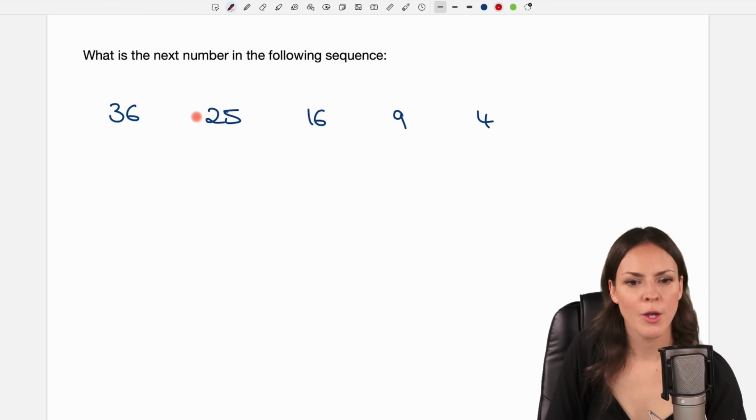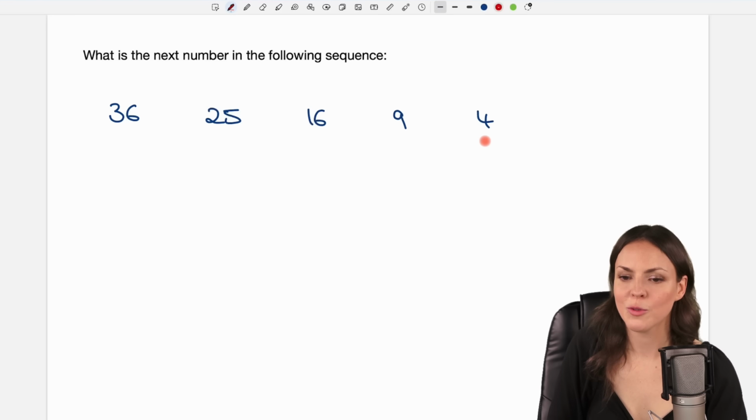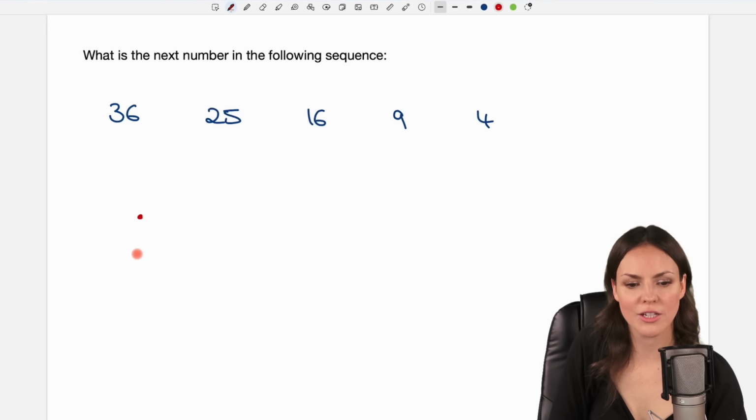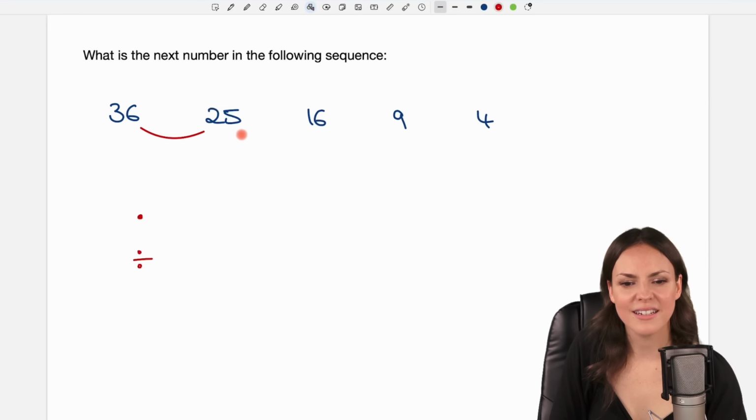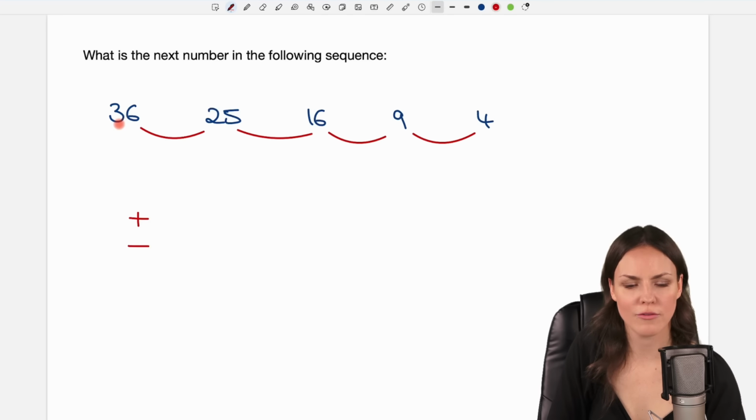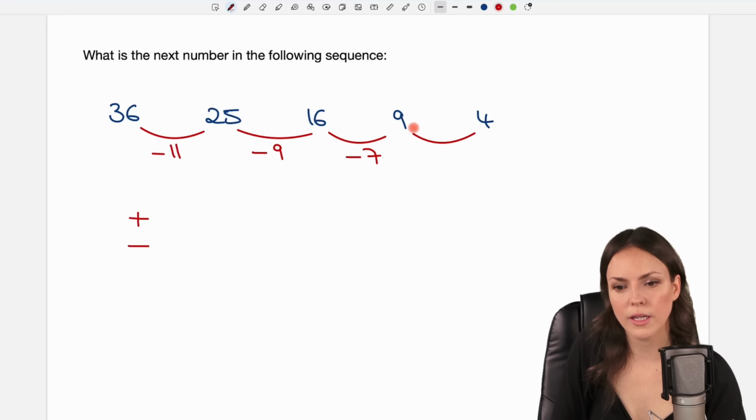Number 2. What is the next number here? Well, we can start with the multiplication and division again. But this time, if we take a look at the numbers, it's not so easy to get from one number to the next with a multiplication or division. So we can try plus and minus instead. To get from the 36 to the 25, we have to subtract 11. Here, subtract 9, we subtract 7, and here we have to subtract 5.